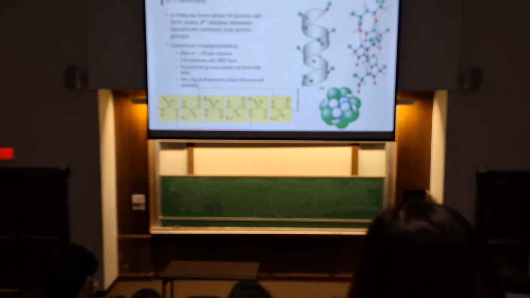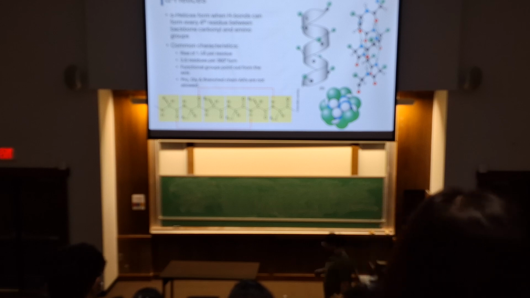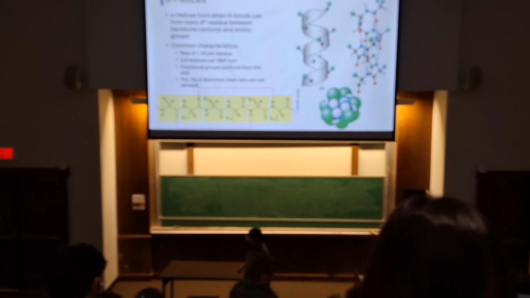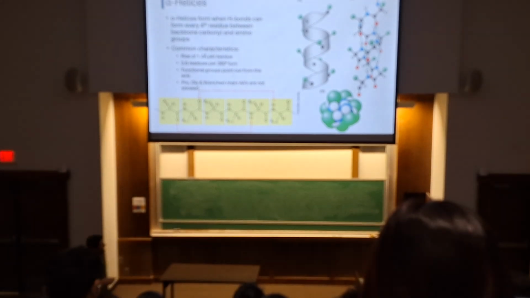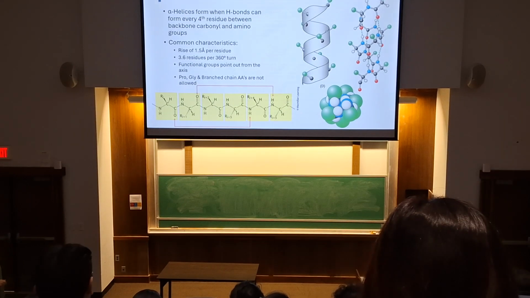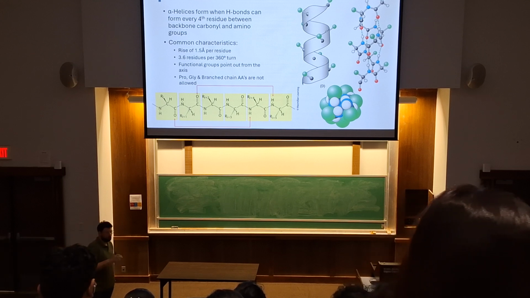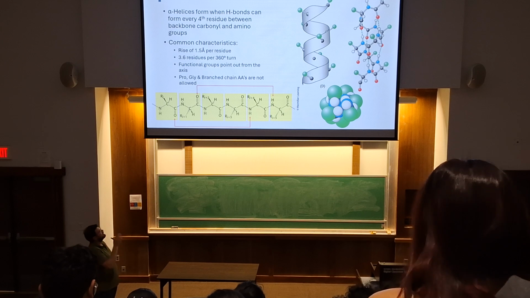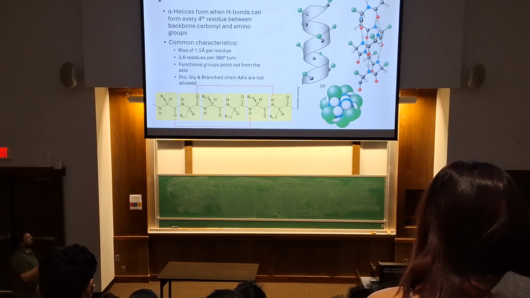All right. So alpha helices are a type of secondary structural element. They're called alpha helices because they were the first secondary structural element we discovered. Alpha helices look like this. This is a right-handed helix. Helices can be either right-handed or left-handed. In the case of proteins, alpha helices are always right-handed, with few exceptions that I don't want to get into.